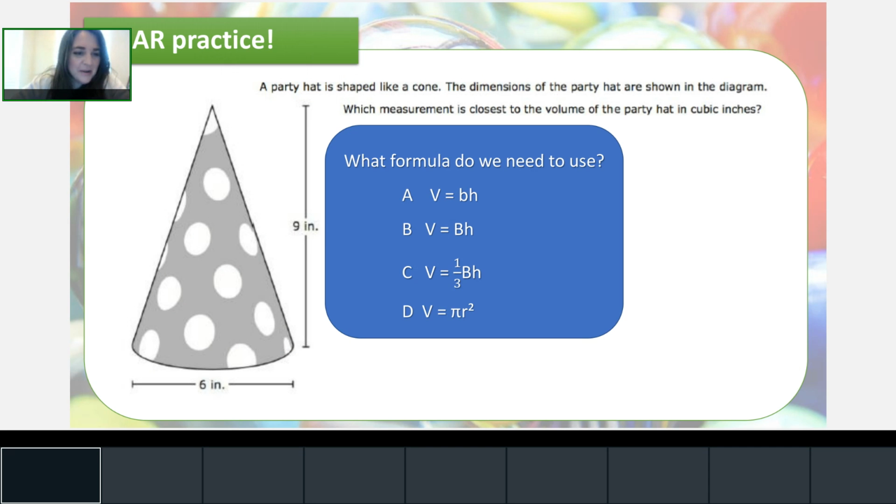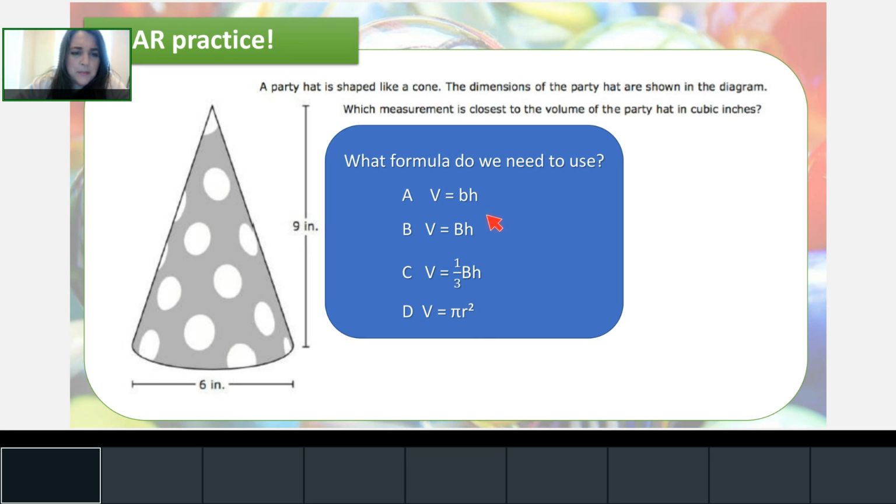All right, so let's go back to this problem. It says a party hat is shaped like a cone. The dimensions of the party hat are shown in the diagram. Which measurement is closest to the volume of the party hat in cubic inches? Okay, so actually look at this. We don't even have to do the math. We just have to know our formula, right? So just tell me, what do you think the formula is?